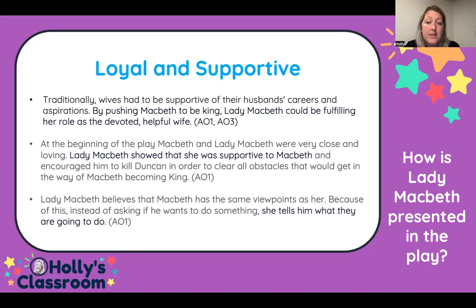The second bullet point is talking about the beginning of the play and how their relationship changes a little bit, or how it moves through the play, and that would be AO1. And the last bullet point is, I suppose, more about Lady Macbeth's perception of being loyal and supportive towards her husband. And again, that would be AO1.